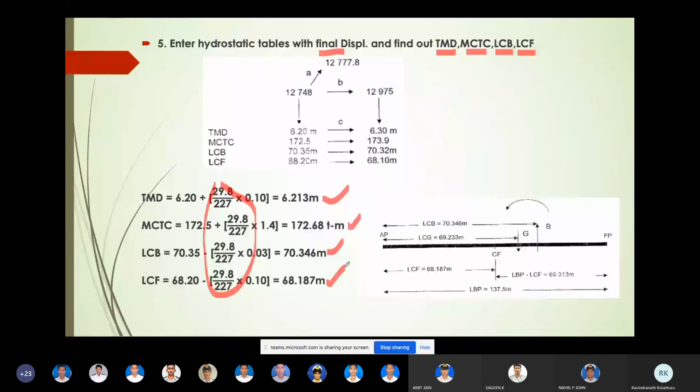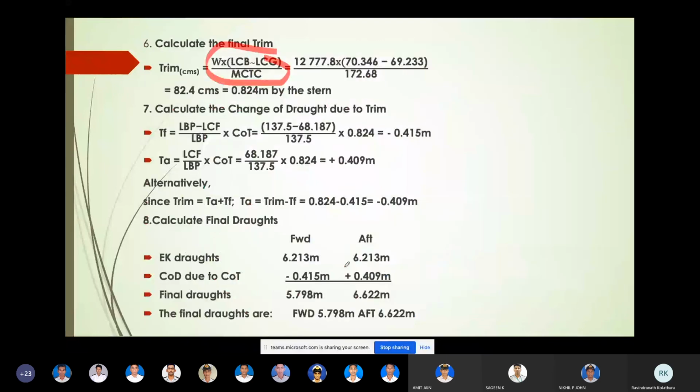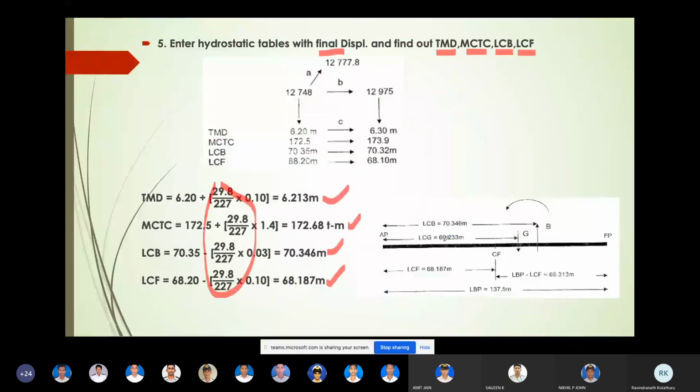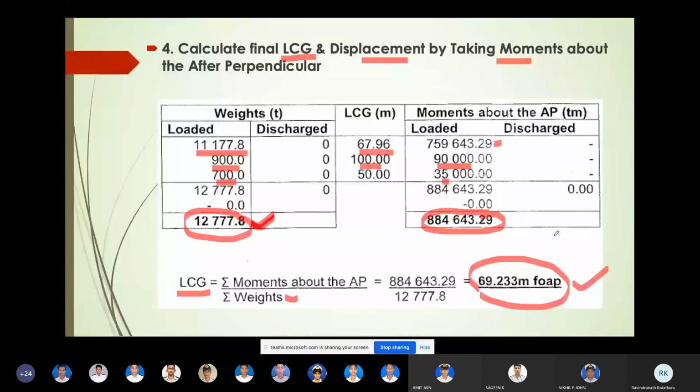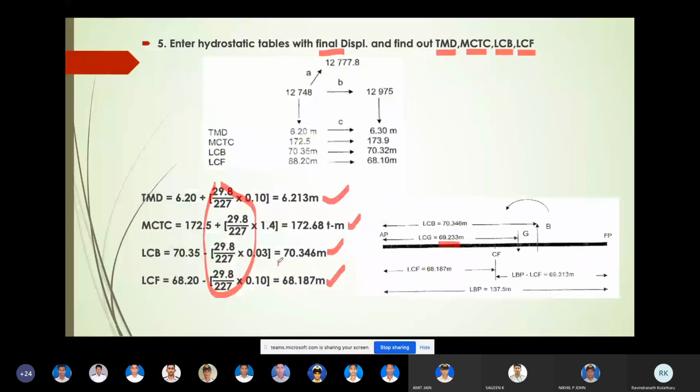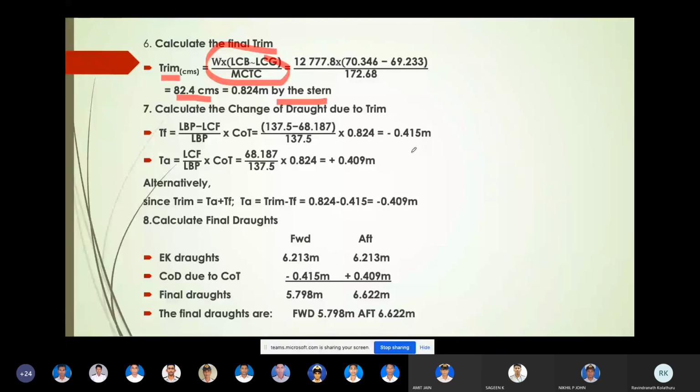Fine. So once after calculating all this data, I apply it in the trim and get 82.4 centimeters by stern. Now why by stern? We have to again see, LCG is 69.233, which I got from here. LCB is 70.346. So since G is aft of B, my trim will be by stern.